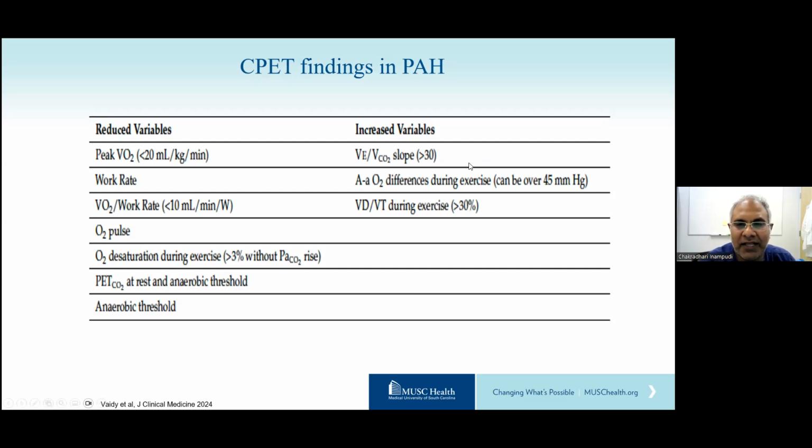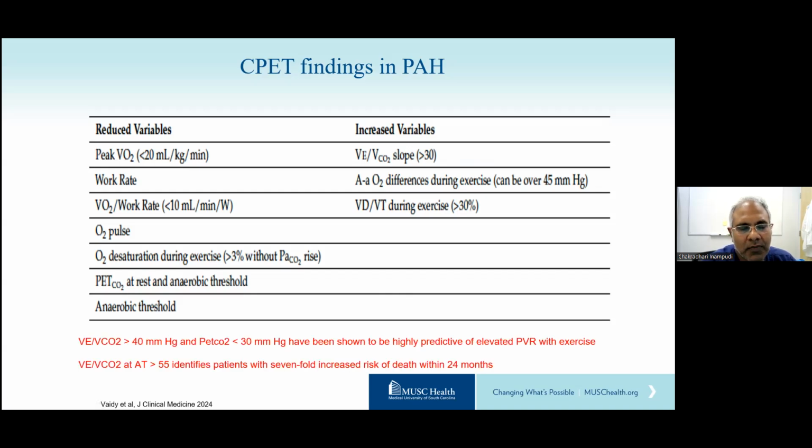Now, the variables that increase are the VE/VCO2 slope that we have discussed before, and also the dead space fraction, which is VD/VT during exercise. There's an increase of greater than 30%. So a VE/VCO2 greater than 40 and a PETCO2 less than 30 has been shown to be highly predictive of elevated PVR with exercise. And a VE/VCO2 ratio at anaerobic threshold greater than 55, if you see that, identifies patients with a 7-fold increased risk of death within 24 months. And the largest I've actually seen was around 65 for one of the patients.